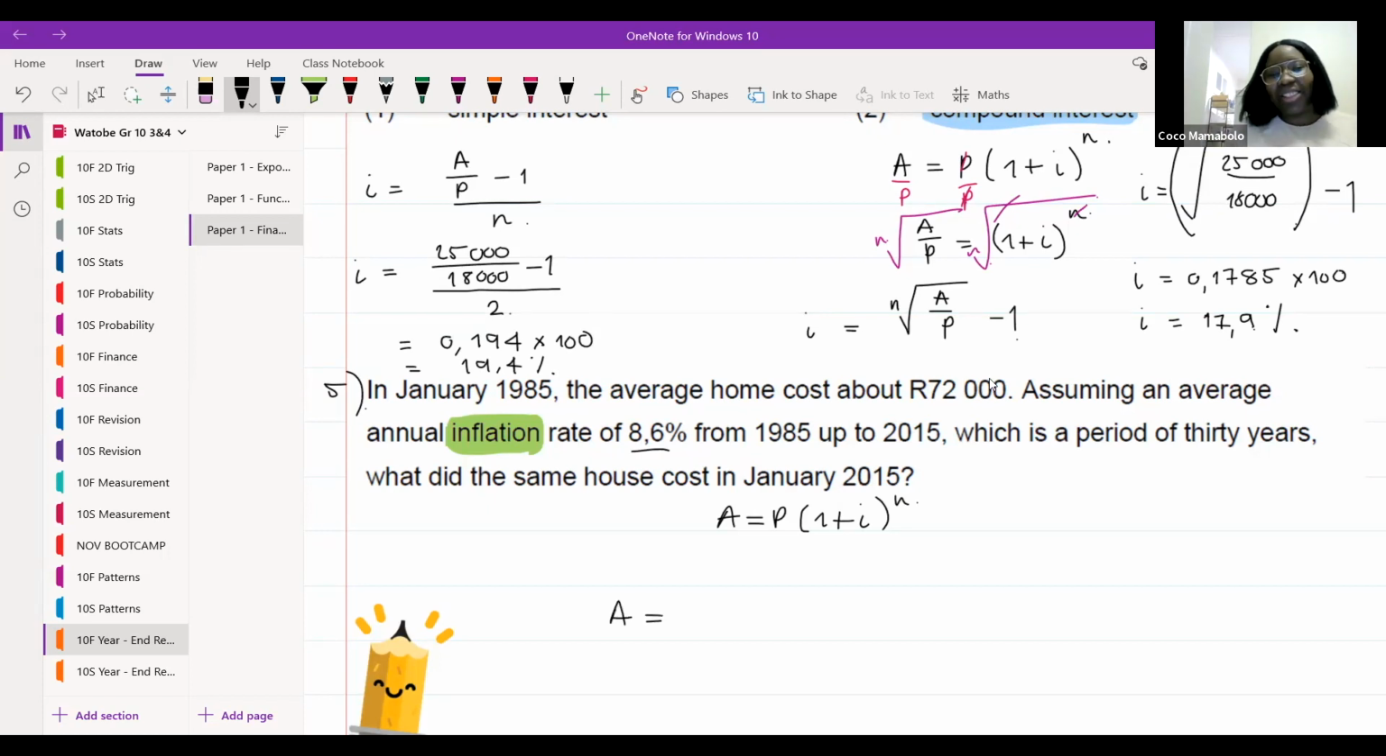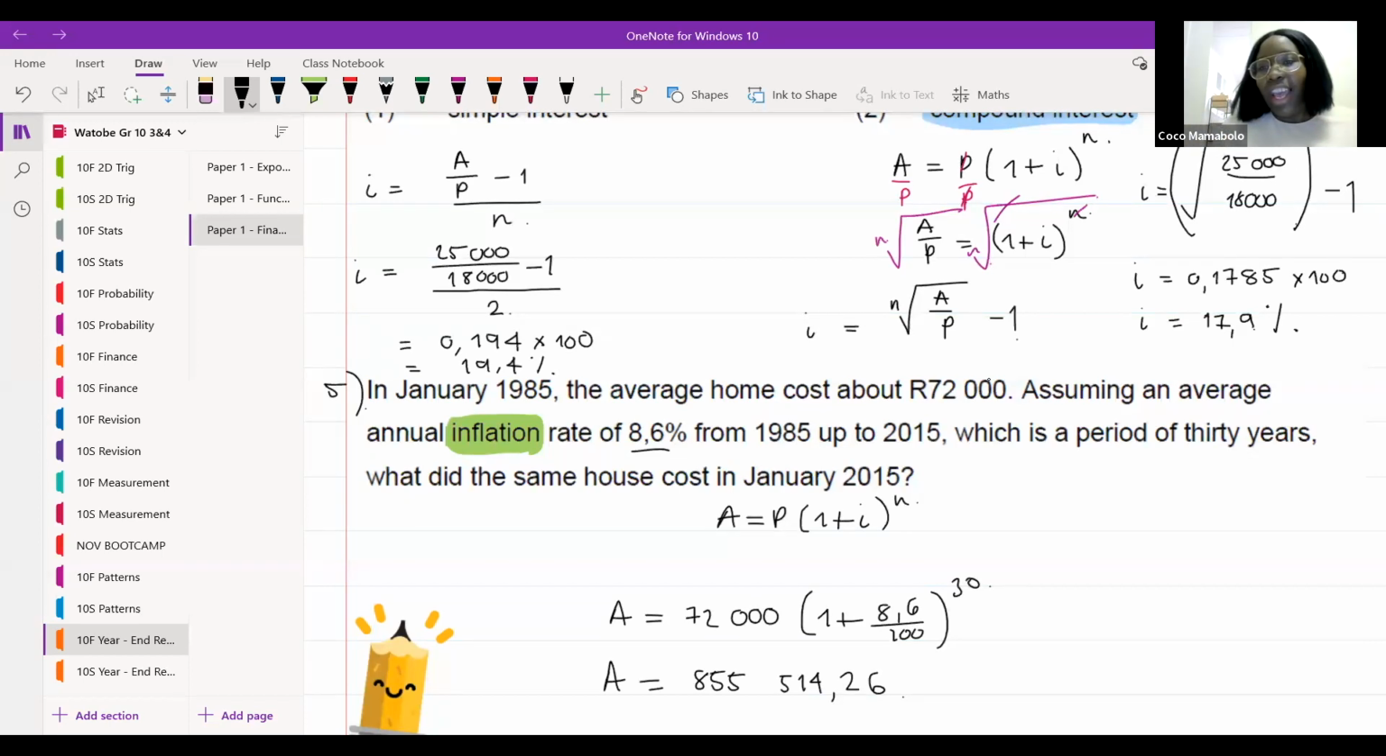All right, so we're going to go 72,000, open brackets, 1 plus 8.6 over 100, to the power of 30. All right, pop answers in the chat. Dumiso always first to pop answers in the chat. I love it. Thank you. 855,514 rand and 26 cents. And you guys are absolutely brilliant.